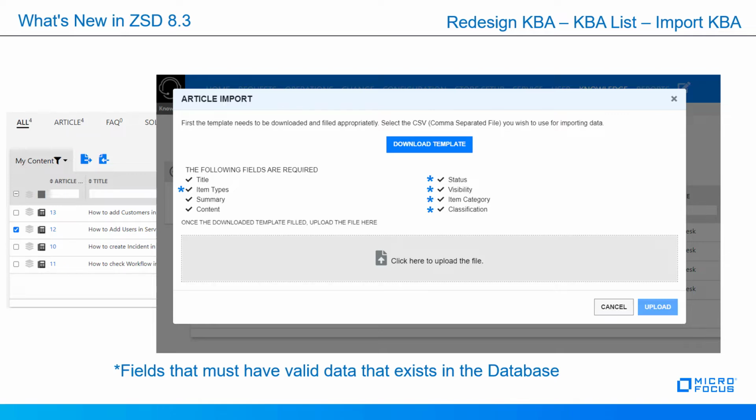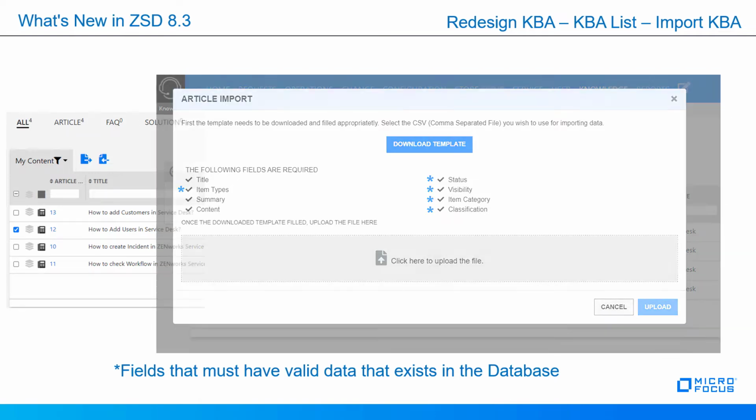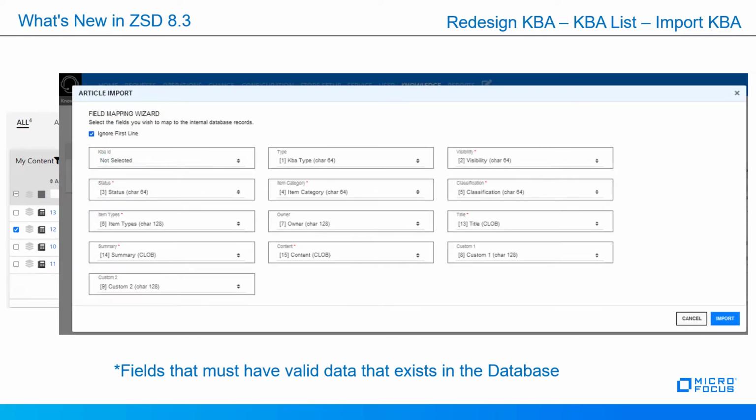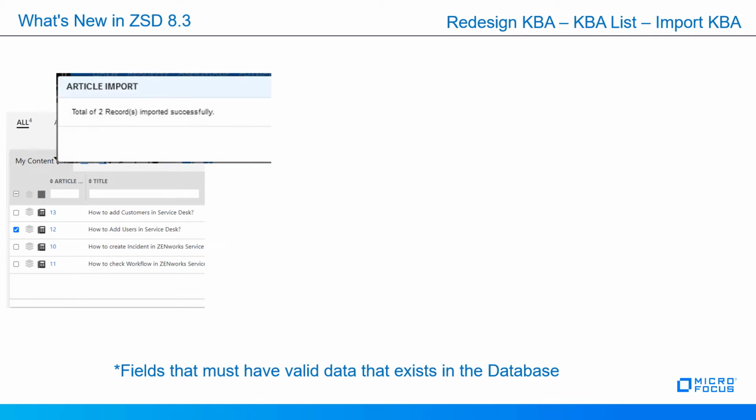Also, the fields like item types, status, visibility, item category, and classification must have valid data that exists in the database. Once filled out and uploaded, a field mapping dialog will prompt you for additional input mapping. Selecting Import will then attempt to import the documents and report with the prompt on success. Import only once. If changes are made to the import record list and used to re-import, duplicates may appear.